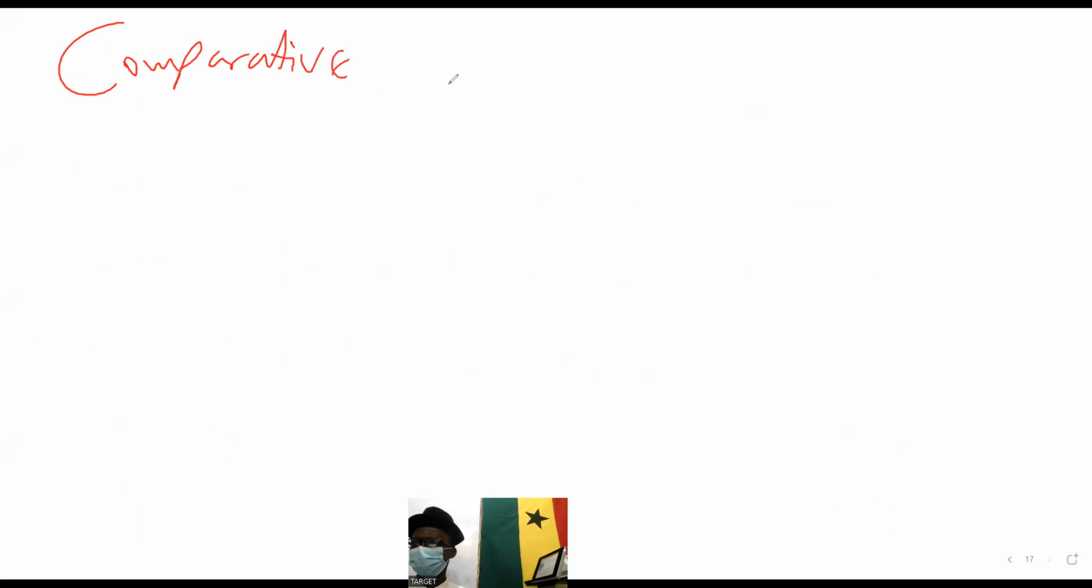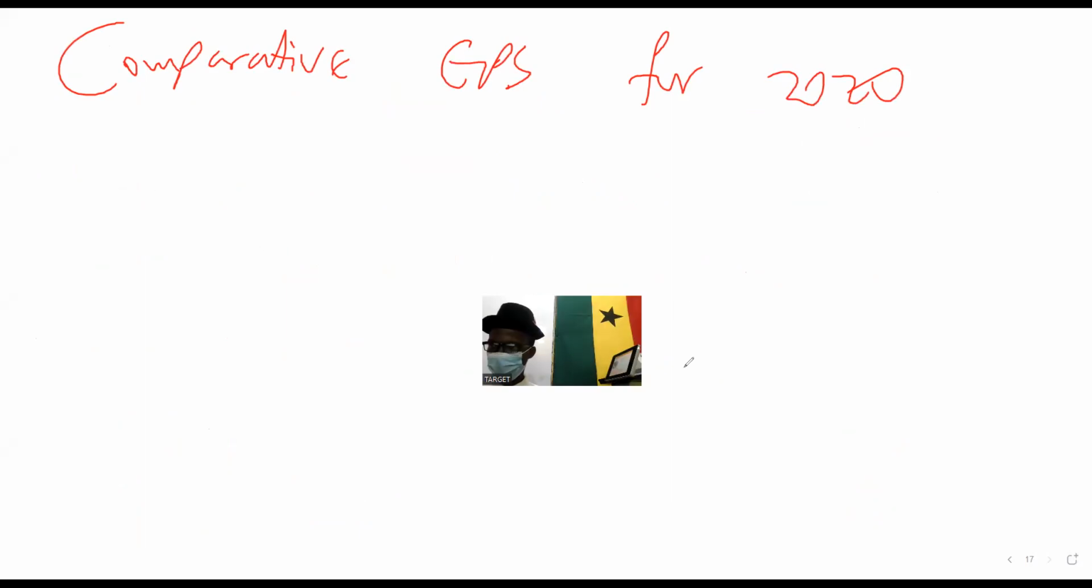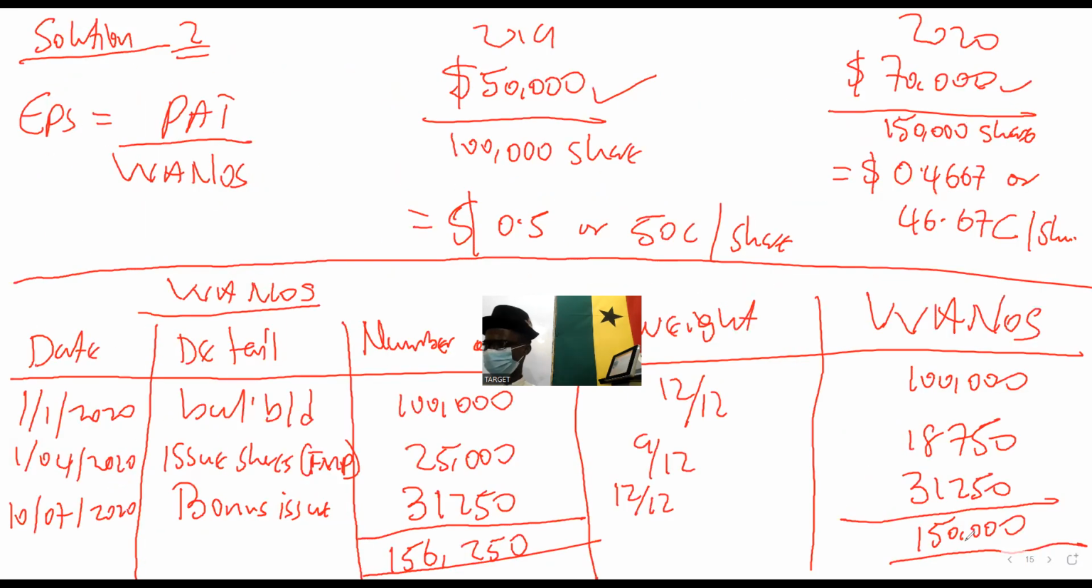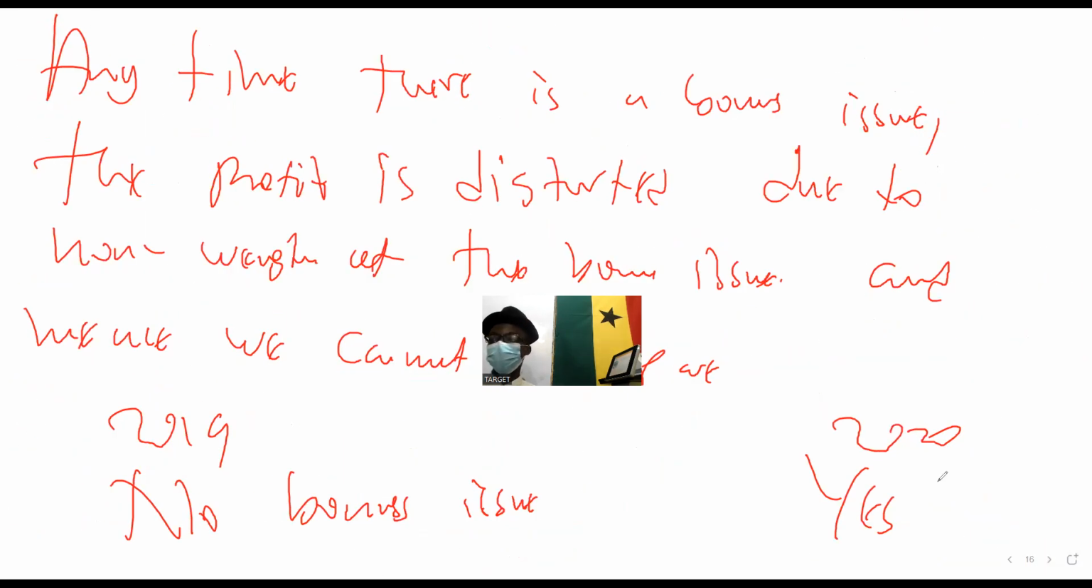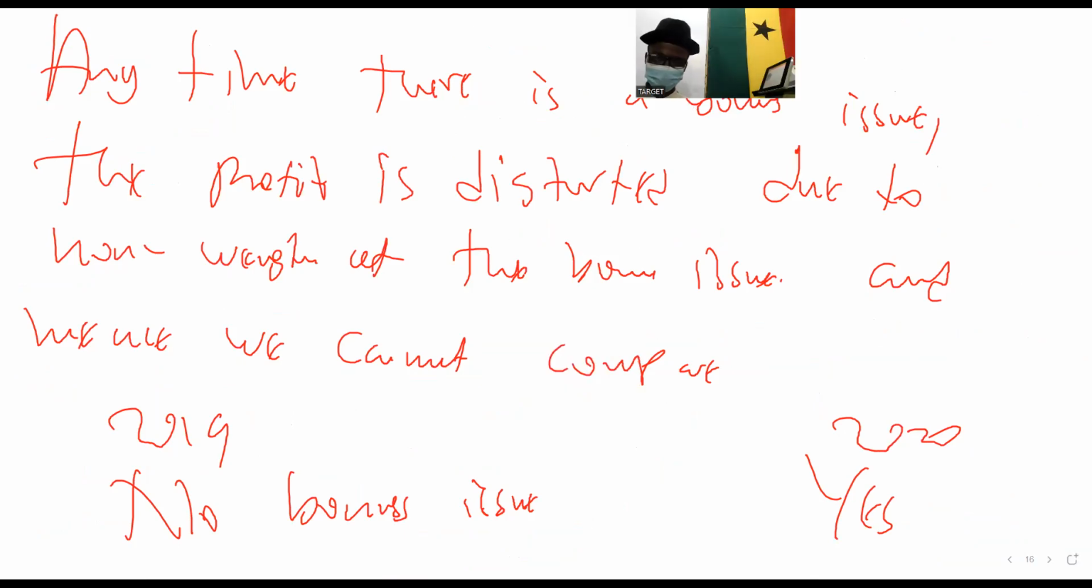Comparative earnings per share. We will calculate it for 2020, and that is what we can compare with 2019. So in that case, please, this helps you understand where we are coming from. You can compare situations that have a different basis. Situations that differ in terms of basis, please, you can compare.